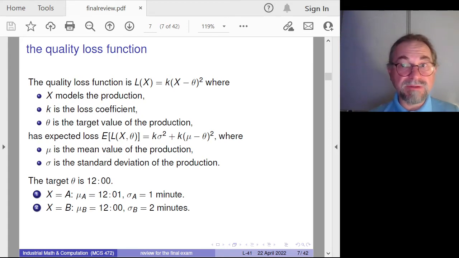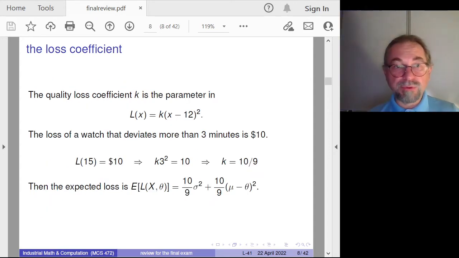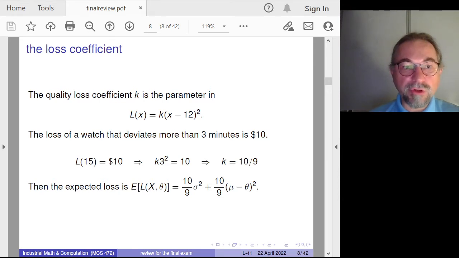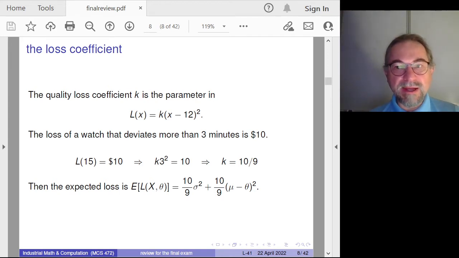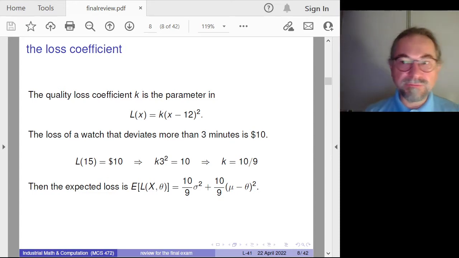But what we don't have is the quality loss parameter, also called the loss coefficient. That's that parameter K. We assume a parabola centered at 12, and K determines how wide or how narrow that parabola is. So we have not used yet the $10 loss, so let's use that. The units of the loss coefficient is actually a dollar. So the loss function gives a dollar amount.